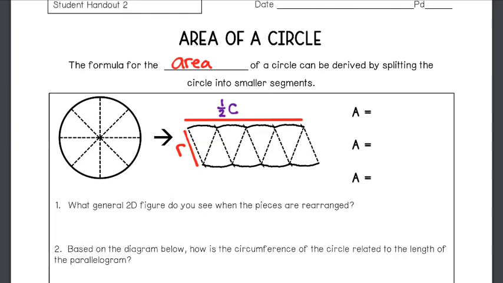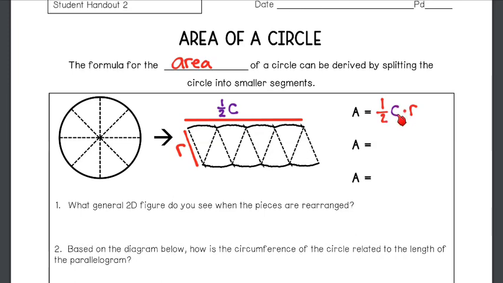Now the reason why I would do that is because a parallelogram is like a rectangle, and we would just do length times width to get the area of that shape. But using that information, we can actually find the area formula for a circle. So to start out, I'm going to put those two things down. I have the length times the width.